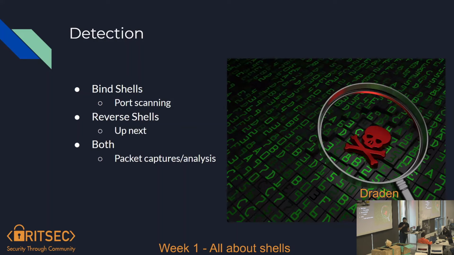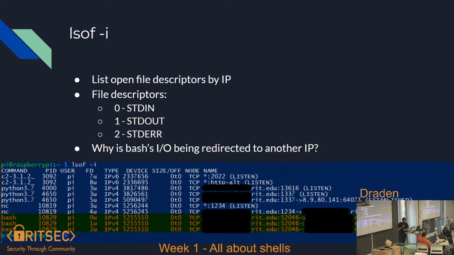Moving on to detection. For bind shells, generally you'd have some sort of port scanning. Reverse shells is coming up next. Both packet captures and analysis will help you, for you blue teamers up there. If you're on Linux, you can list open file descriptors by IP. 0 is standard in, 1 is standard out, and 2 is standard error. You might want to notice here at the bottom in this highlight, you have bash, and standard input, output, and error are being redirected somewhere else. That's a little bit suspicious and might warrant some investigation.